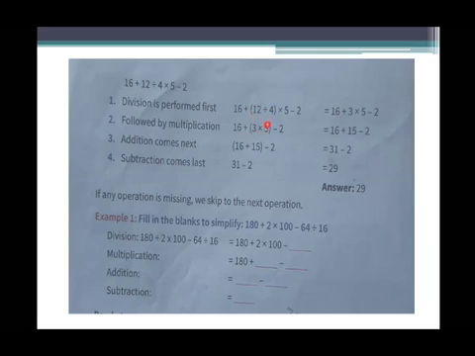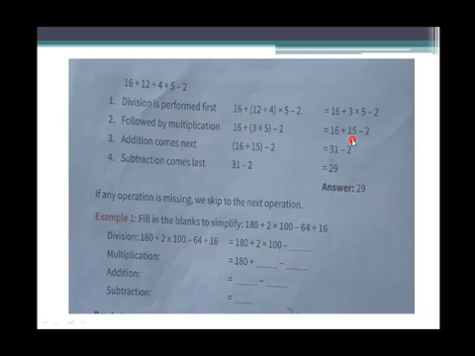So 16 plus 12 divided by 4, you will get 3, because 4 threes are 12. Then into 5 minus 2. Now after division, the next step is multiplication. Where you have to do multiplication means 3 into 5. So you need to put the brackets for 3 into 5. 16 plus 3 fives are 15, minus 2.